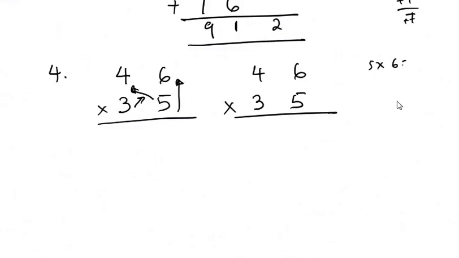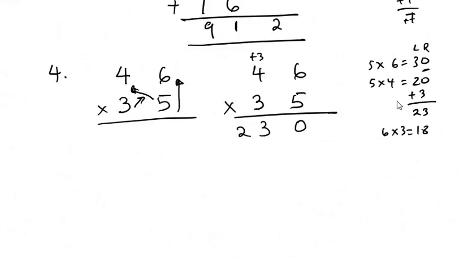So 5 times 6, that is 30. Remember the number we're going to write down? 0. We carry 3. Then 5 times 4, that is 20, plus 3. Then we have 230. Now we multiply 3 by 6, and that gives us 18. We write 8 and carry 1. And then 3 times 4 will give us 12, plus 1 here. That's 13. So we have 138.